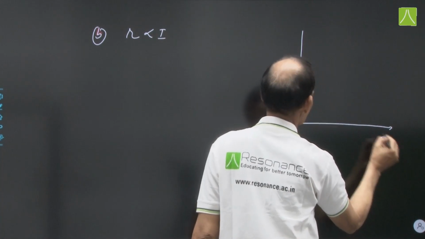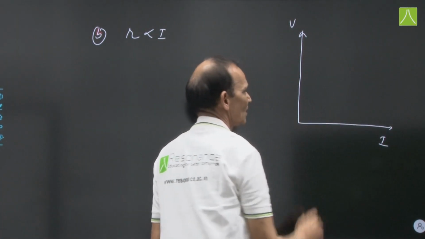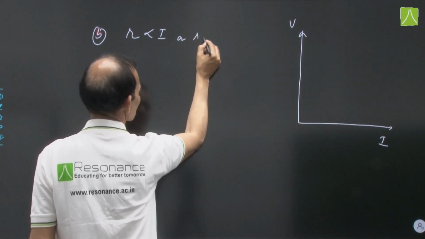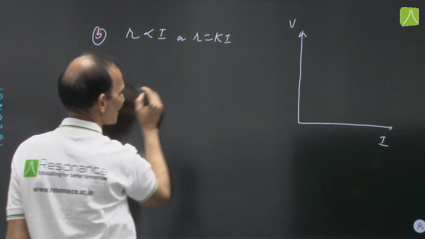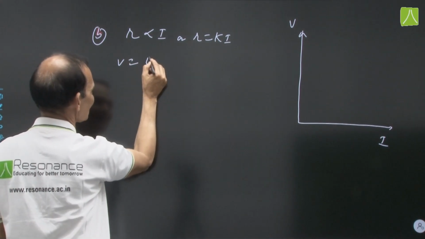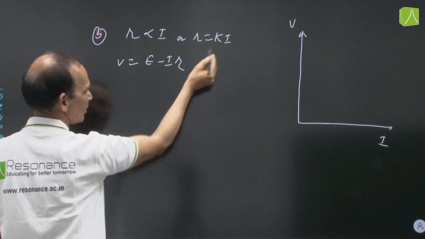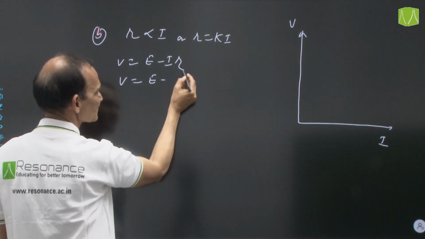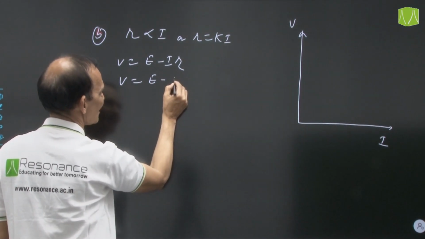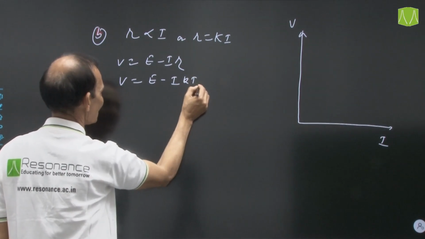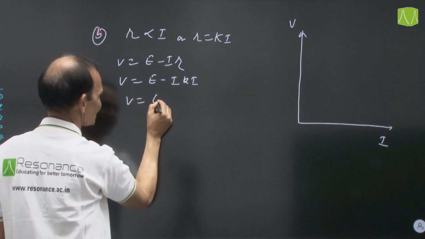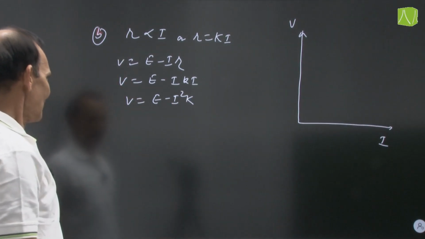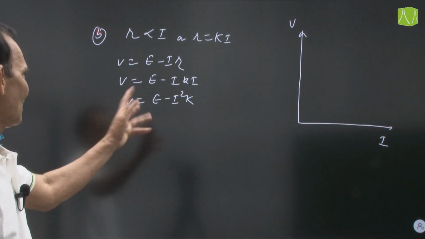Here is I, here is V, you have to plot the graph. Now think about this one, we can write R is equal to some constant K times I. V is equal to E minus IR. Put the value of R here, so V will be equal to E minus, in place of R, I into KI, that is V is equal to E minus I square K. It is the relation between V and I.